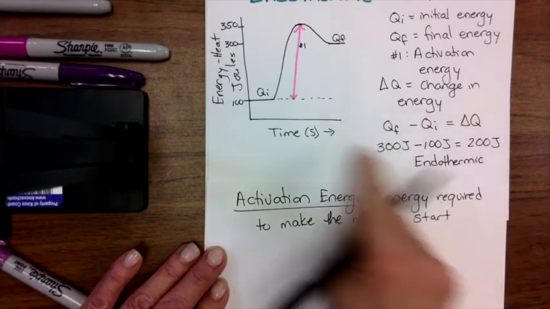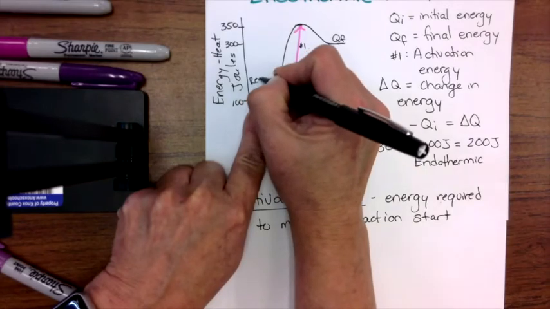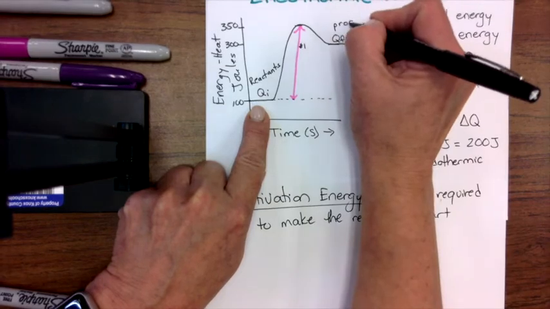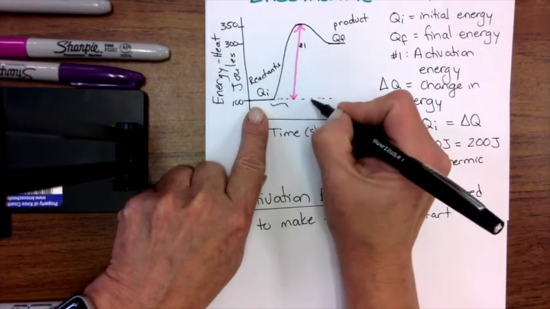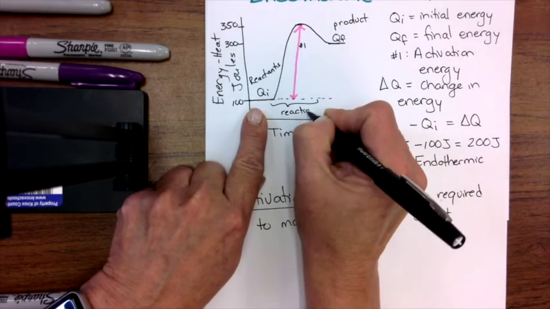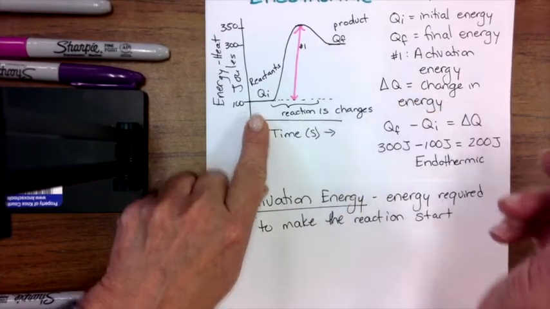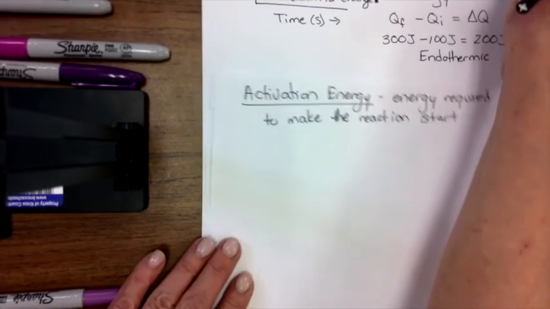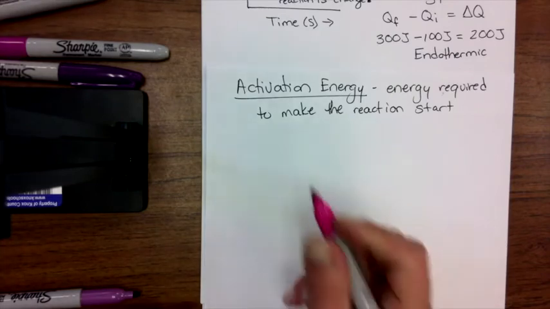And then if we think about this over here, under QI, this is where our reactants are. And over here is where we have our products. And then everything between QI and QF is where the reaction is taking place. So it's undergoing change. All right, so that is for endothermic. Now let's look at what happens in an exothermic.